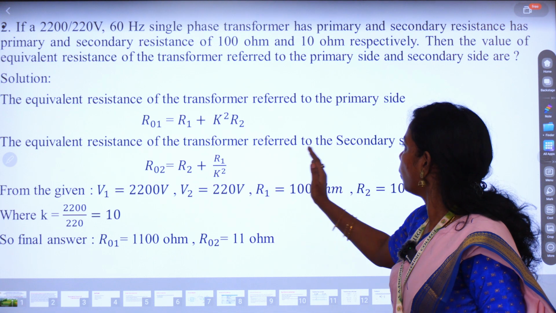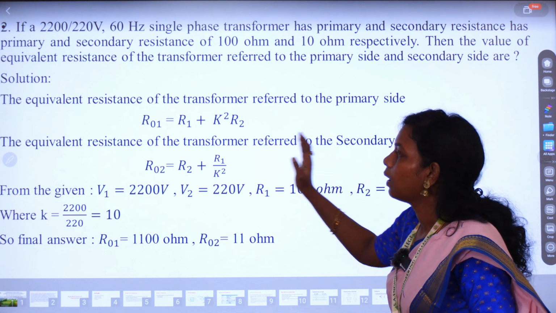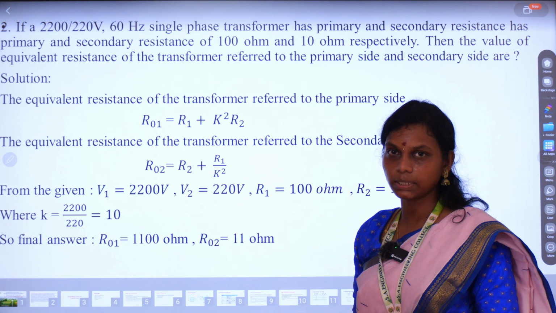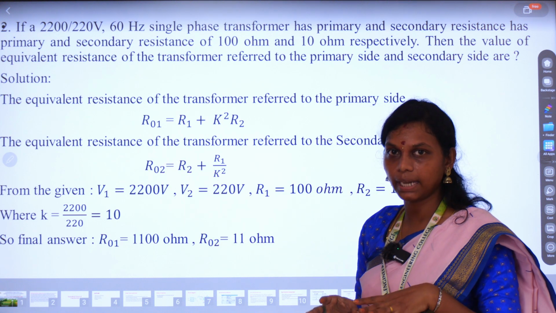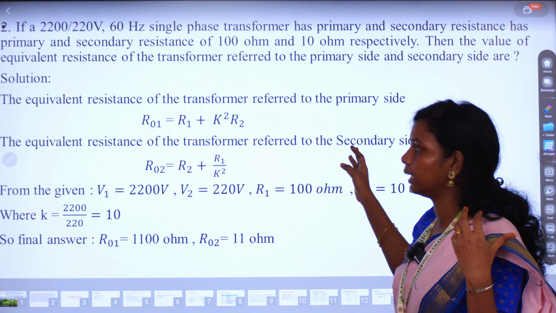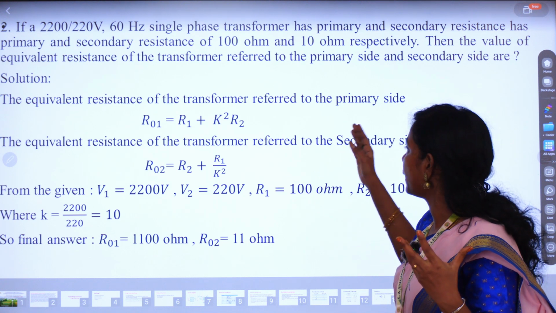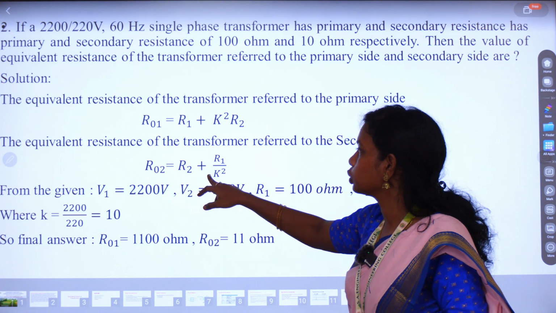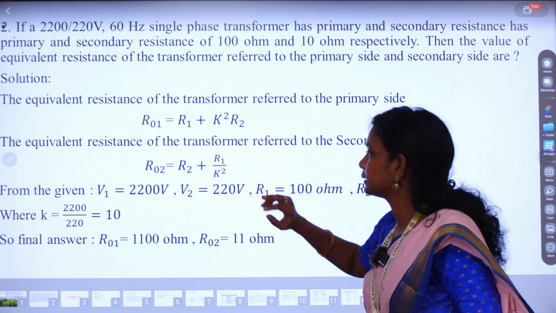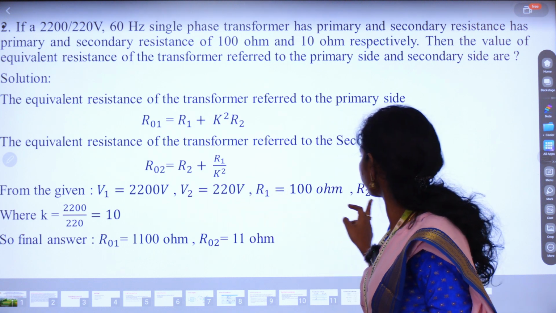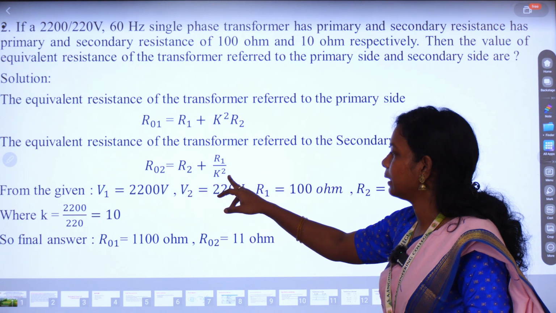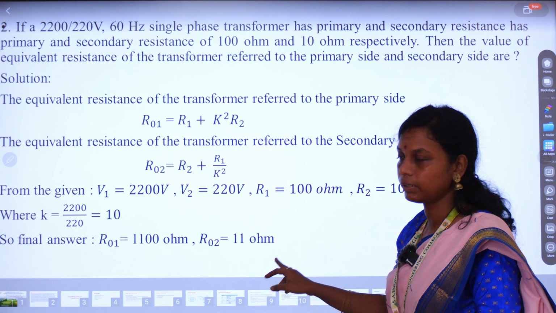And second, while referring to the secondary side, what is R02? It is the equivalent resistance, that is the total resistance present referred to the secondary side, which is R2 plus R1 divided by K square. What is R2 here? 10. What is R1 here? 1000 divided by 10, which gives us 11 ohms.